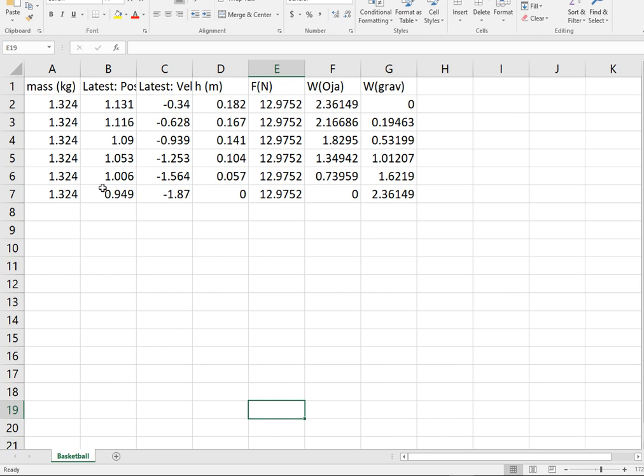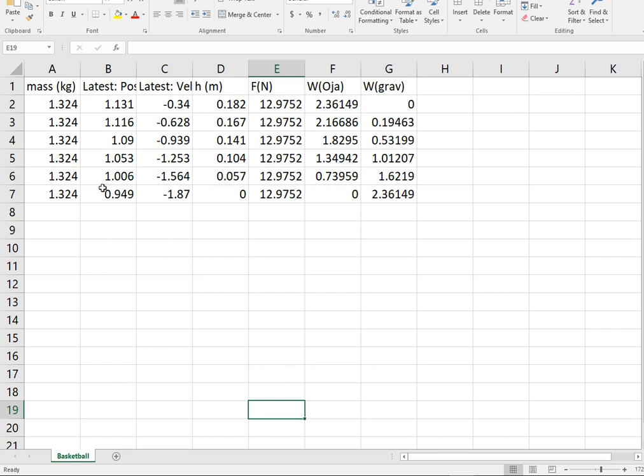So this was, we just measured the mass. Mass doesn't change, right? The mass of the basketball was 1.324 kilograms. The position relative to the detector, these were the measurements from the detector, and we just said, okay, well, let's say that the lowest spot where we measured the height of the ball, let's just call that 0, right? Because what does it really mean if I'm measuring a height of a ball, relative to what? Relative to the desk, relative to the floor, it's all arbitrary, right?